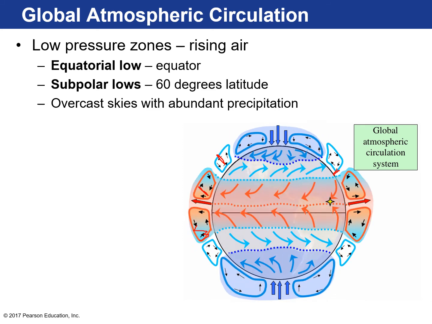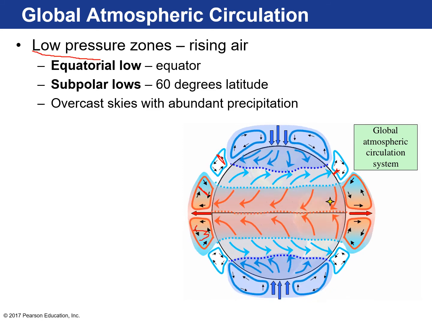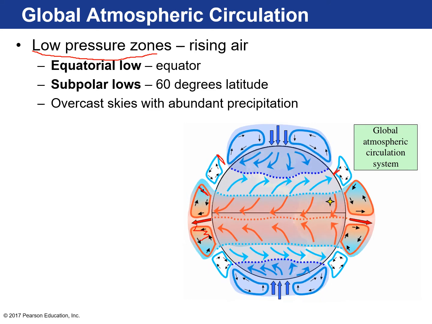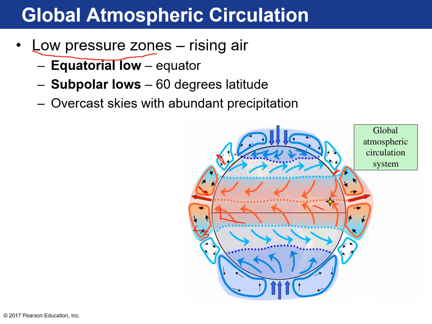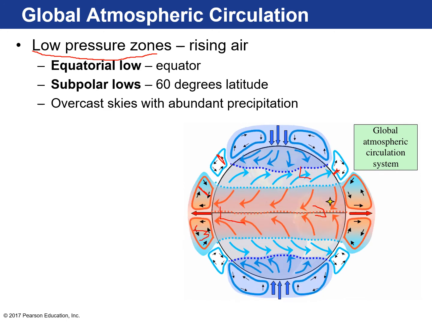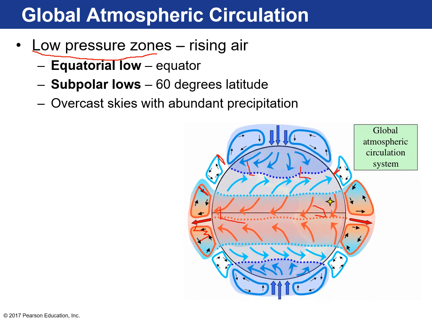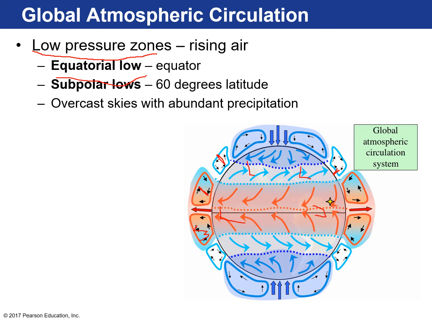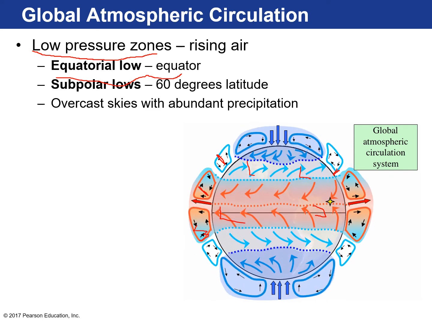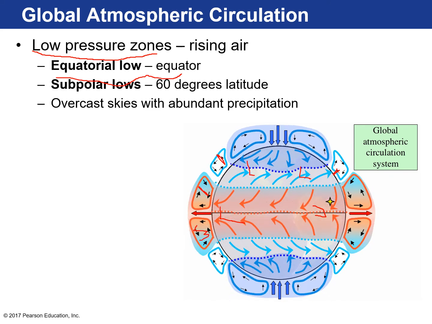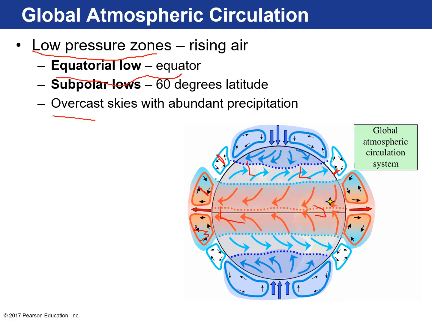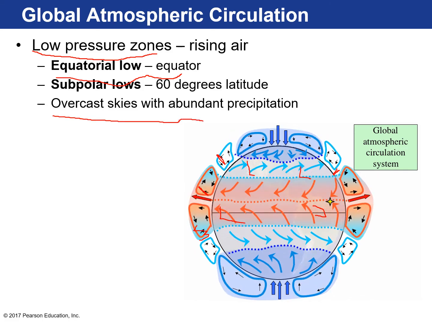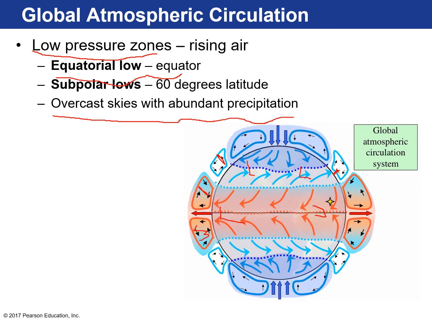Okay. And then some of these cells generate low pressure zones. So the low pressure zones would be found closer to the equator here. And then over here, these would be low pressure zones as well. Okay. So the low pressure zone at the equator is called the equatorial low. And then up here, right around 60 degrees of latitude, we call those the subpolar lows. And what you typically see here are overcast skies with a lot of precipitation.